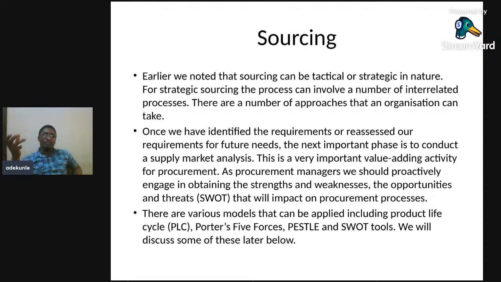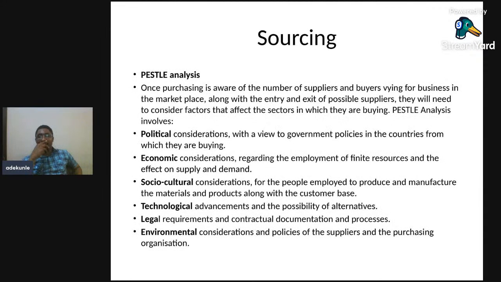Of course, we have what we call PESTLE. We will discuss more of that later. PESTLE is an acronym for political, economic, social-cultural, technological, legal, and environmental. All this will be analyzed later as we forge ahead. Of course, there's a need for you to use these tools to analyze your environment.